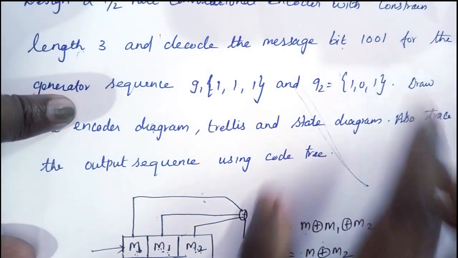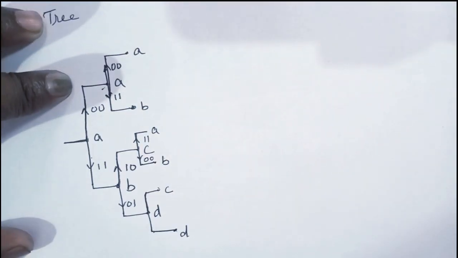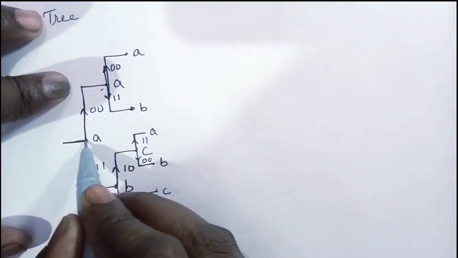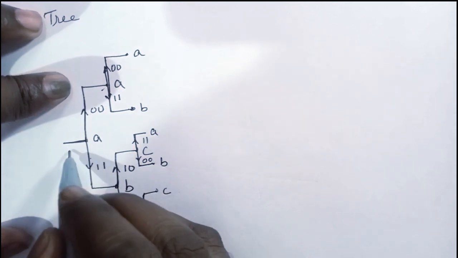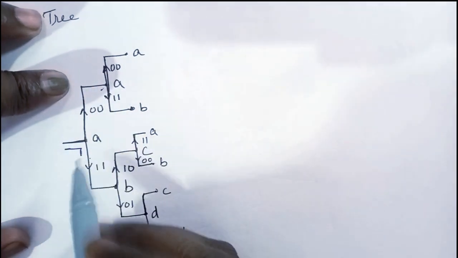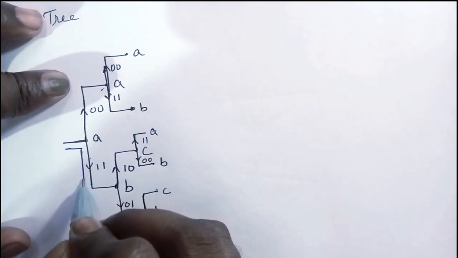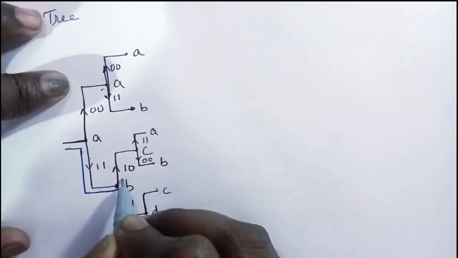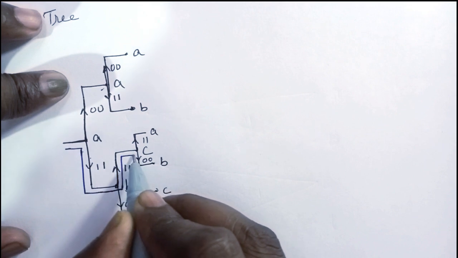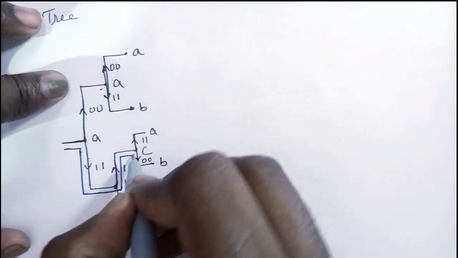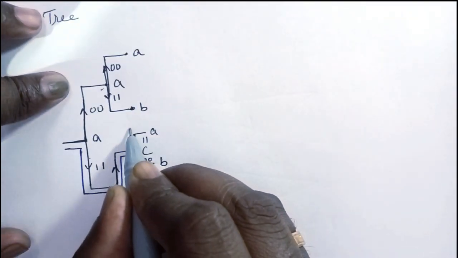Okay, this is 1001. So from here, let me use this pen. Where is 1? 1 means it should come down, right? 0 means up and 1 means downward. So from 1 it goes to 0, 1 0. It has come to 0, then again it is 0, right? 1 0 0, then it is 1.